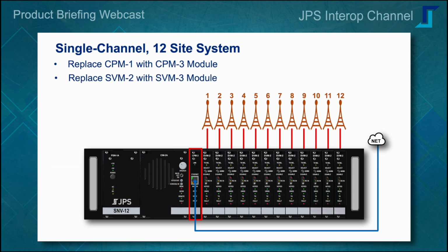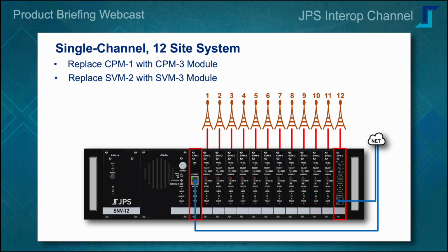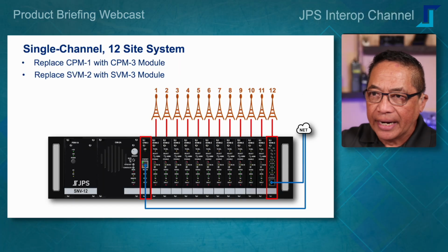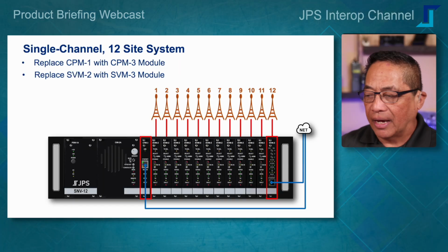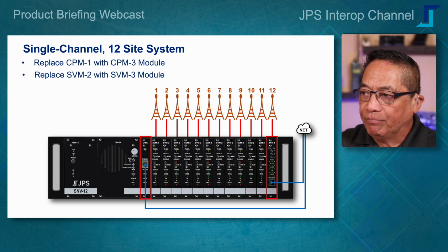The other thing you need to change, transitioning to an IP backhaul solution, is to swap out one of the SVM2 analog backhaul modules with an SVM3. If you have a chassis that's not fully populated, that's even better. You have an empty slot, slide in that SVM3, and now you can slowly prepare for that IP backhaul solution. Connect that CPM3 module to the network.